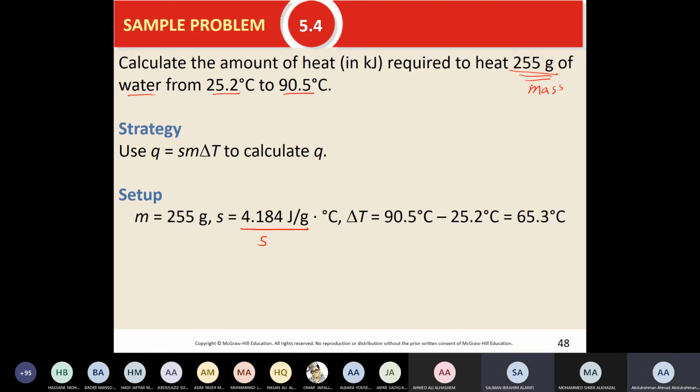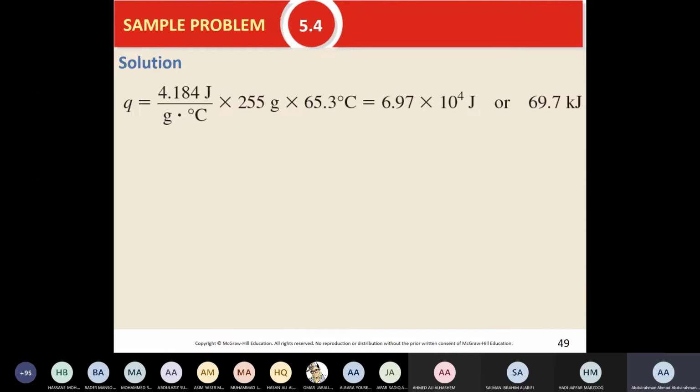Oh, you have the answer? Very good. Okay, first, what's delta T? Calculate delta T. What's the difference between the two temperatures? 65.3. What's the answer? What's Q? It's 69.6 kilojoule. 69.7 kilojoule exactly. Yes, it is true. Very good. Excellent. That's the answer.